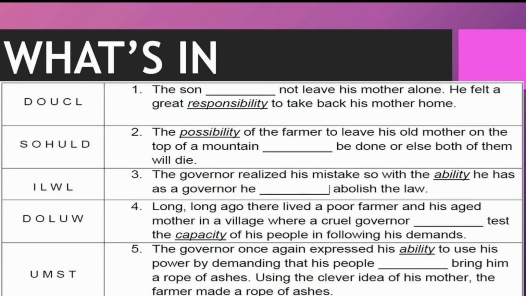As you can see, we have here 2 columns. The first column consists of the jumbled letters that you need to arrange. For the second column, we have the sentence which has a blank and underlined words, and in the blank, you should place the correct word that you figured out from the jumbled letters. I will read each sentence for you to have ample time on arranging the jumbled letters.